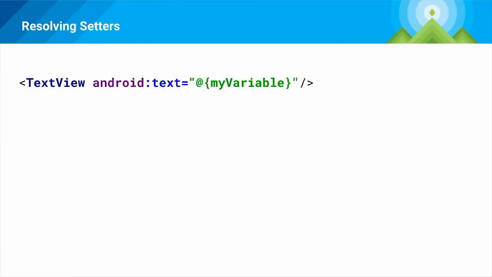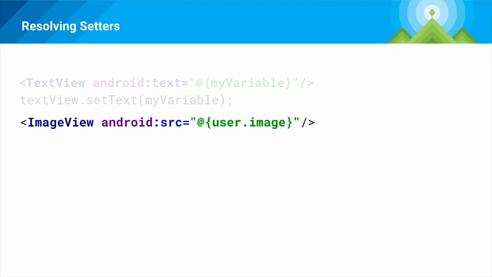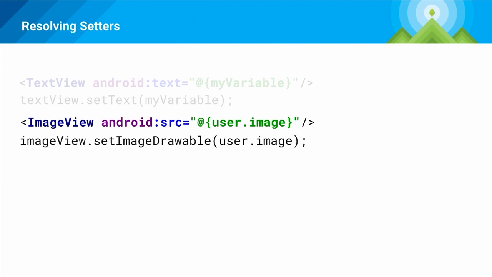Trivial, right? That example was simple. So you can say I have my variable set as text. Correct, that's straightforward. You say it's the user.image, the source, I call set source, which does not exist. So this is a problem because the image view doesn't have a set source method. It has a source attribute, but it's a set image drawable method where you can pass a drawable. How does data binding know about this?